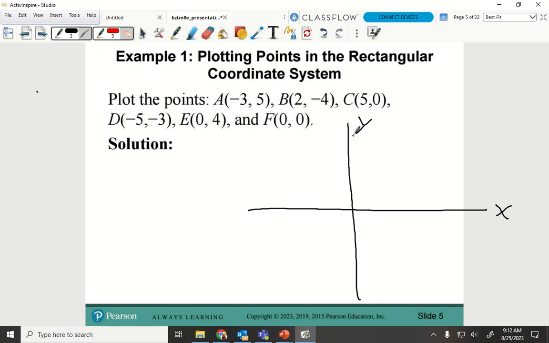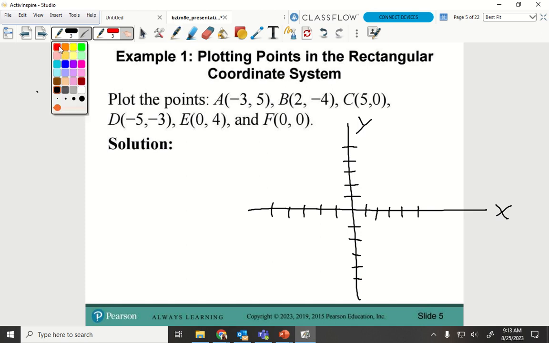All right, what's the biggest number I have? 5. Okay, so 0, 0, 1, 2, 3, 4, 5, on each axis. So I made a 5 by 5, so 5 positive and 5 negative in both the x and y direction. Now let's go ahead and start putting some of these on here, and we're going to label them. Labeling is key.